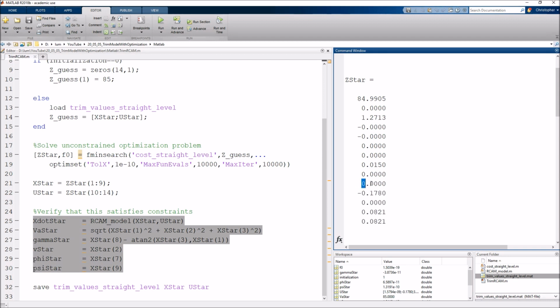So the first one, this is the aileron. Again, this makes perfectly good sense, that we shouldn't have any aileron if we want to be flying wings level. But we need a non-zero, and actually this is a non-trivial amount of tail surface deflection to get us the angle of attack we need.